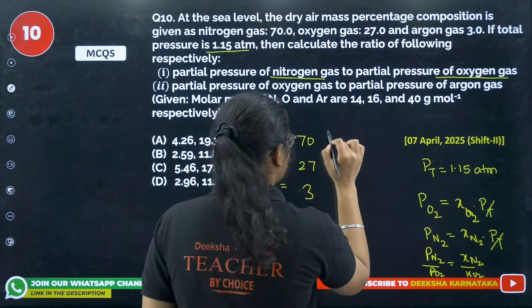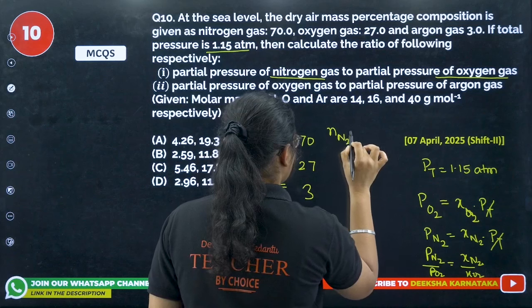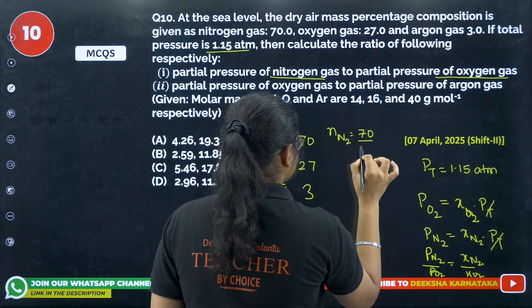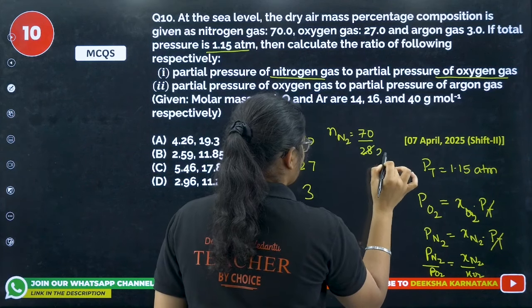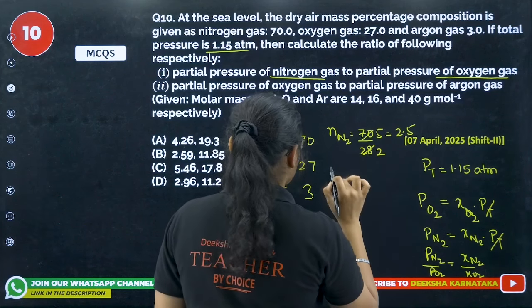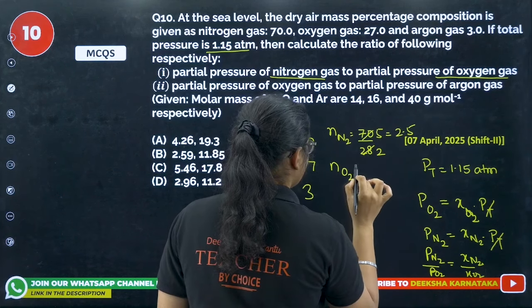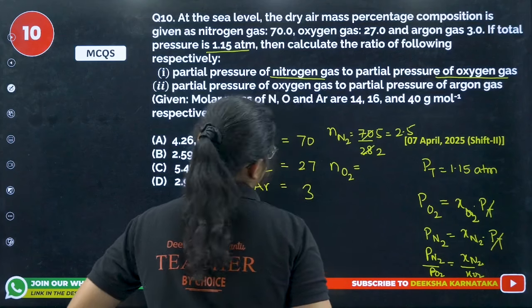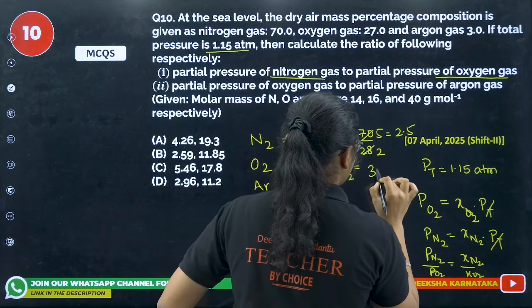So next, what is the number of moles of nitrogen here? 70 by 28, that is 2.5. What is the number of moles of oxygen here? The number of moles of oxygen will be 27 by 32.